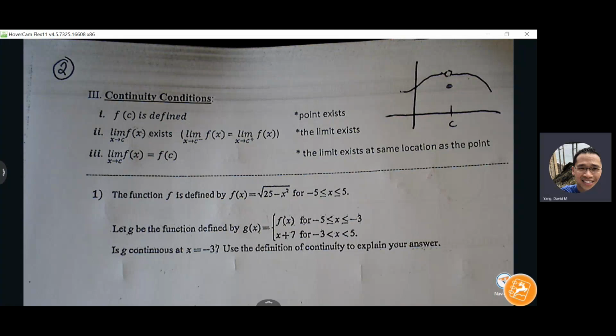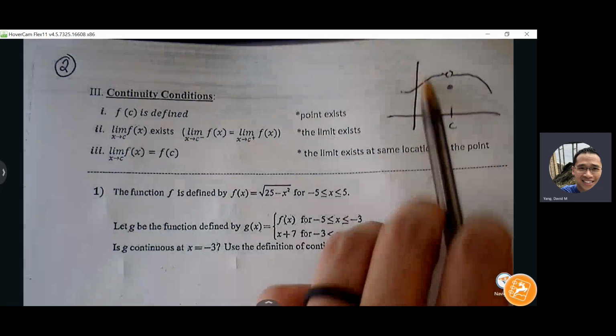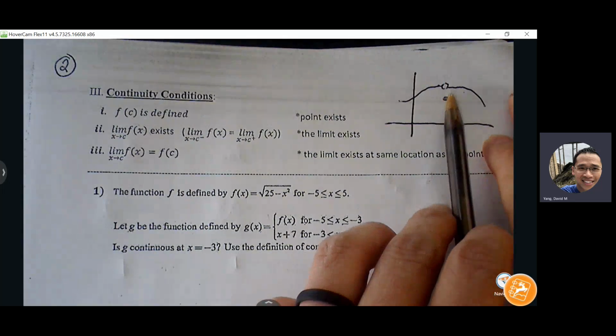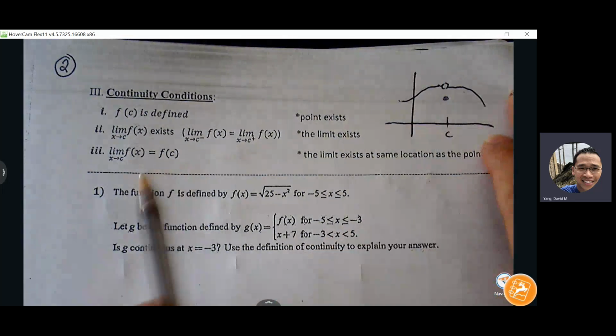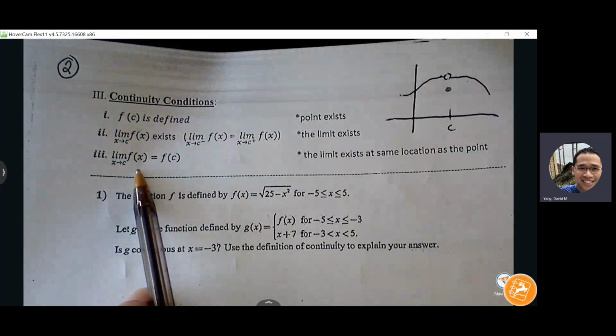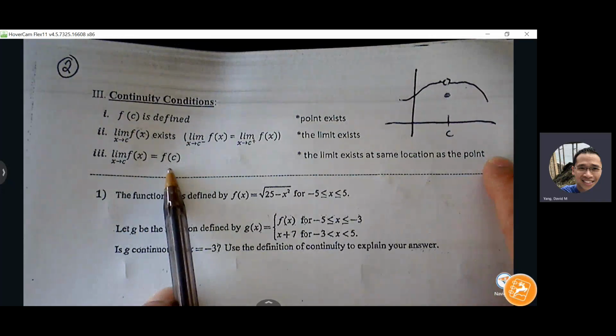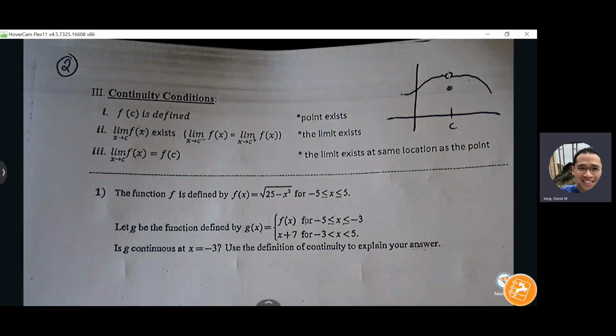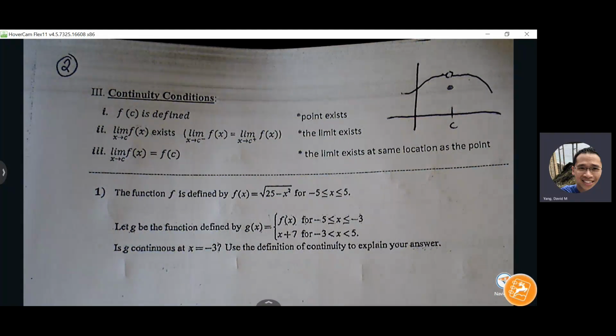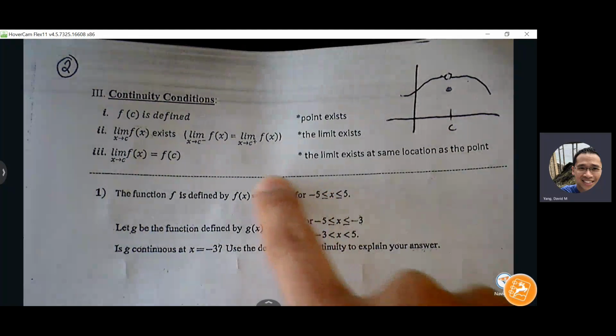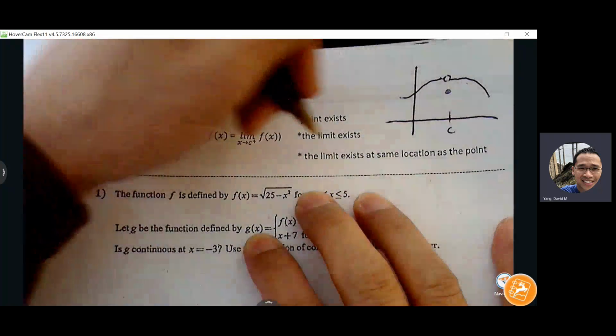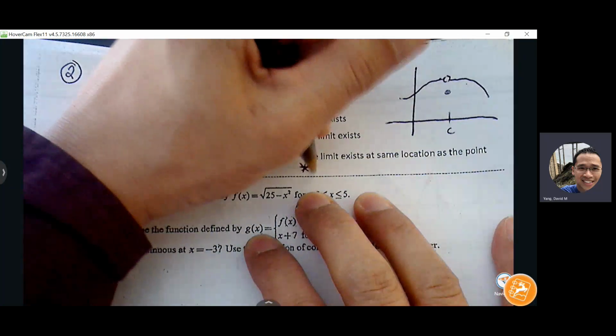It would fail, right? Because we can tell that that hole is not getting filled in by that ordered pair, because that ordered pair is living elsewhere. So maybe the limit is 5 and the ordered pair is 4. Then we can tell that, okay, there's no consistency there. If the third condition fails, we call that a removable discontinuity.